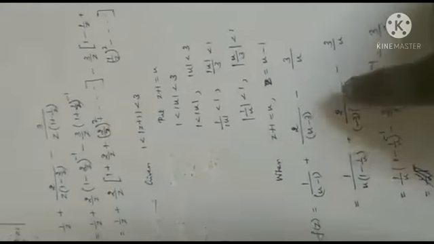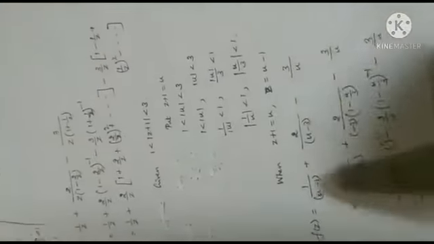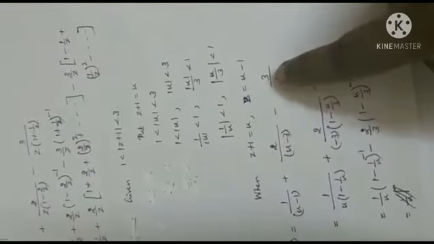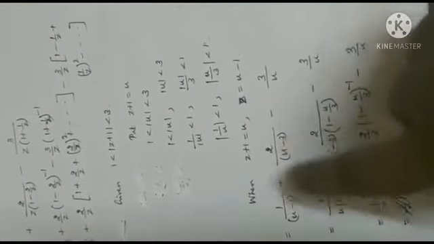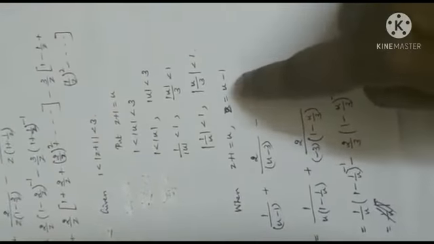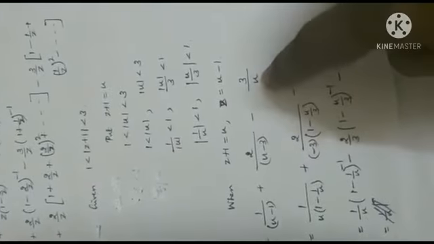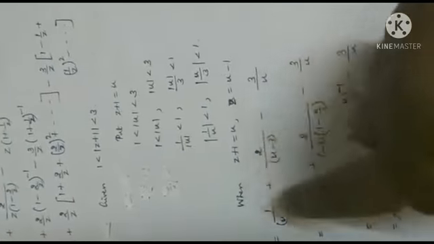Let us check whether both can be used in the series. I need the series in terms of u. This 1 by u cannot be expanded, being u in the denominator. These two can be expanded using these two.